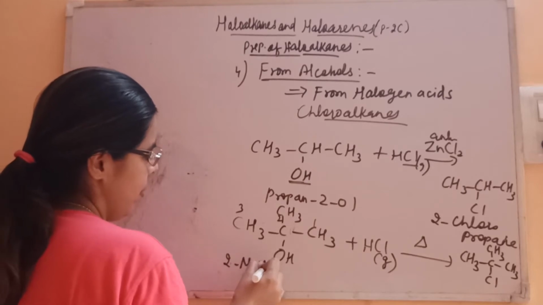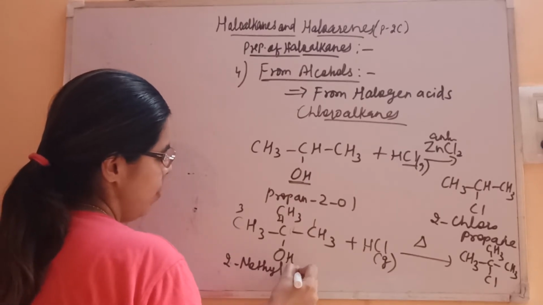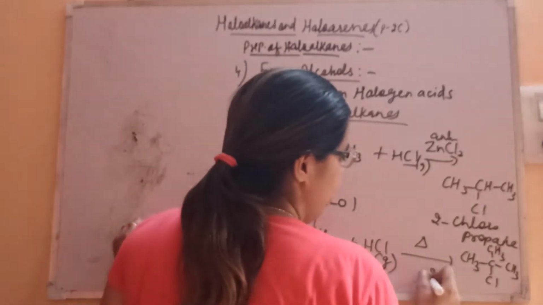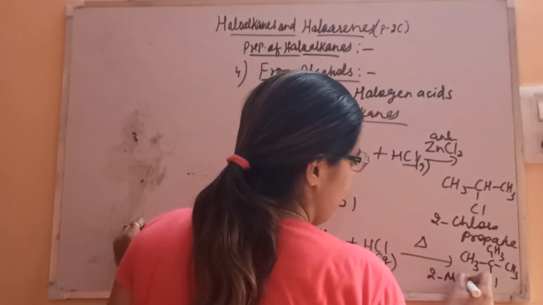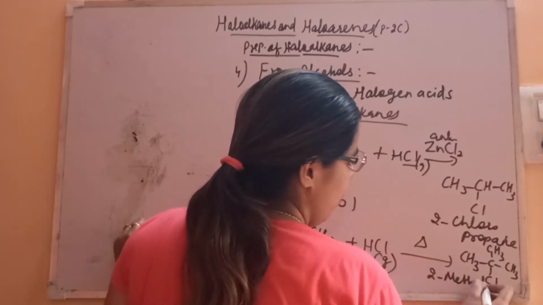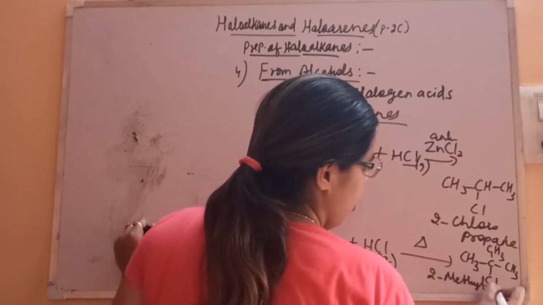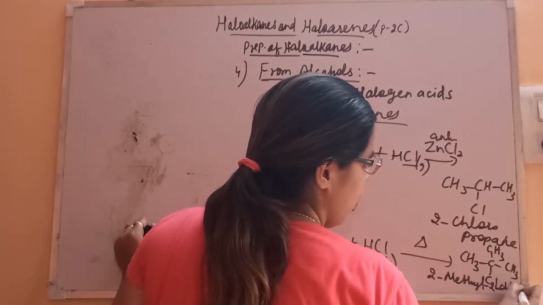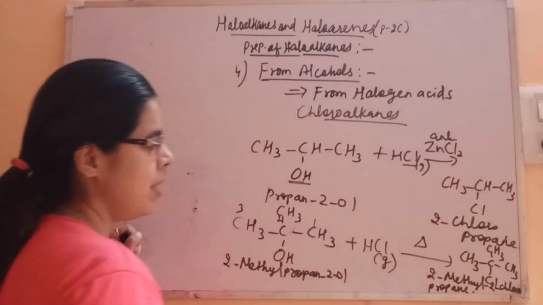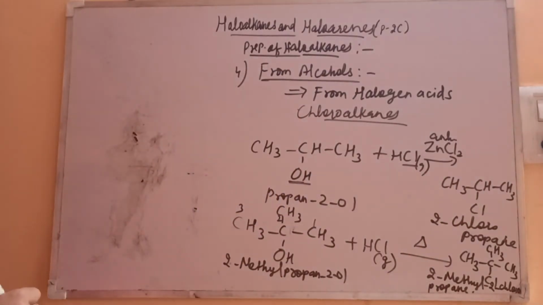2-methylpropan-2-ol. And this is 2-methyl-2-chloropropane. Okay, this is the reaction here. So for 3 degree alcohol, as such, no anhydrous ZnCl2 is required.